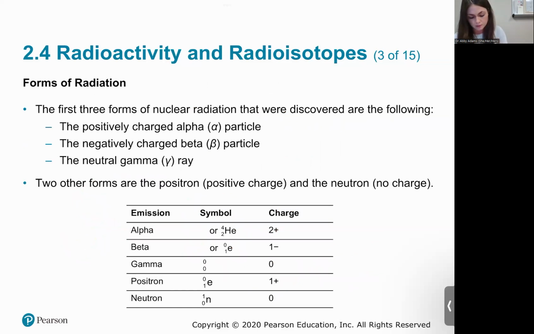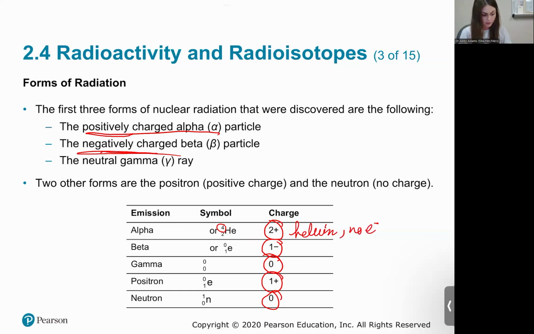So we talked about our positively charged particle, alpha. All right, you see here that that was a positive 2 because we don't have the electrons. So then you have a surplus of 2. Okay, that's what's happening with alpha. You have our negatively charged particle, the beta. We have our gamma, which is neutral, our positron, which is positive, our neutron, which is 0. And so you remember this is like helium, no electron. Okay, the beta, we have our high energy.